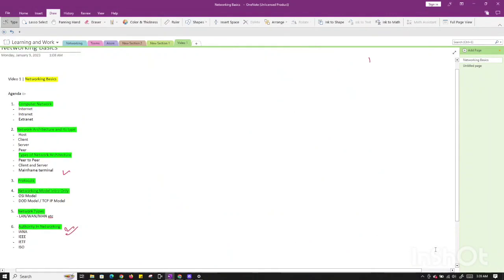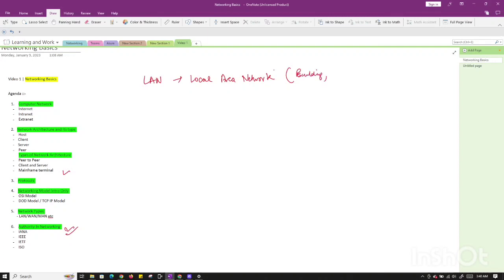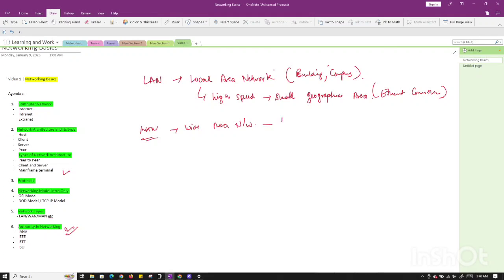So now we'll go to network types. What are the network types we have? We have lots of network types, which are LAN, that means local area network. You can mainly see it in any building or campus. It has high speed and covers a small geographical area. Then Ethernet comes here. Then we have WAN, wide area network. It covers a large geographical area.